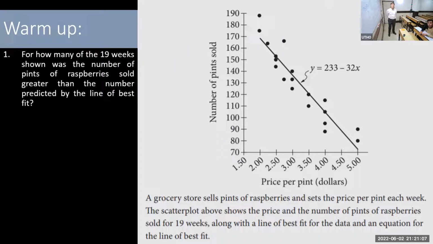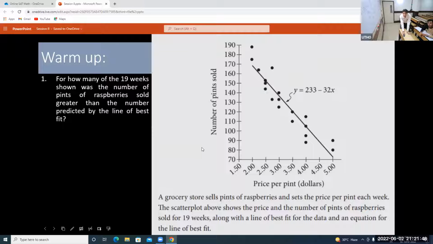Question 1 says, for how many of the 19 weeks shown? So that means these should be 19 dots, guys. For how many weeks shown was the number of pints of raspberry sold greater than the number predicted by the line of best fit? So basically, Garg, you tell me, what is it that you are supposed to do? We have to see which points are lying above the line. Which points are above the given line. That's all you have to find, nothing else.